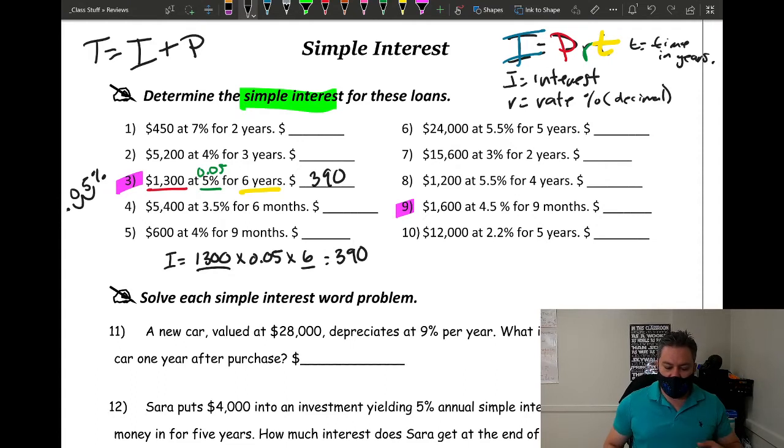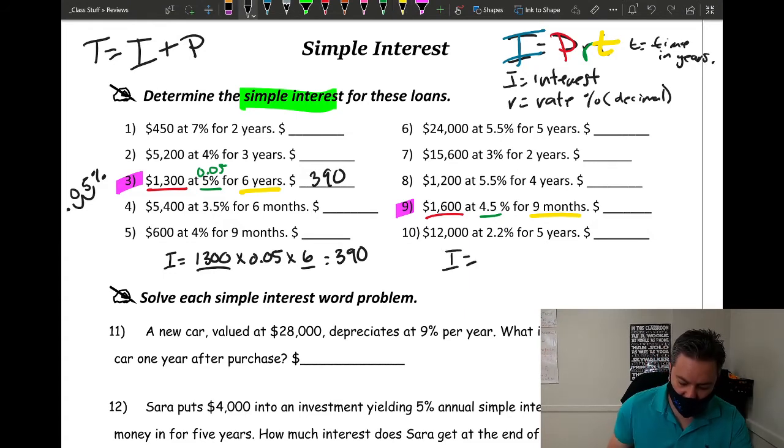Now let's look at number 9, because in this one, again, my principal is $1,600. My rate is 4.5, but I have to convert that into a decimal. And then my time, in this case, is 9 months. It's not even a year. That's what I say: the time has to be in the format of years. And this is what we're going to do.